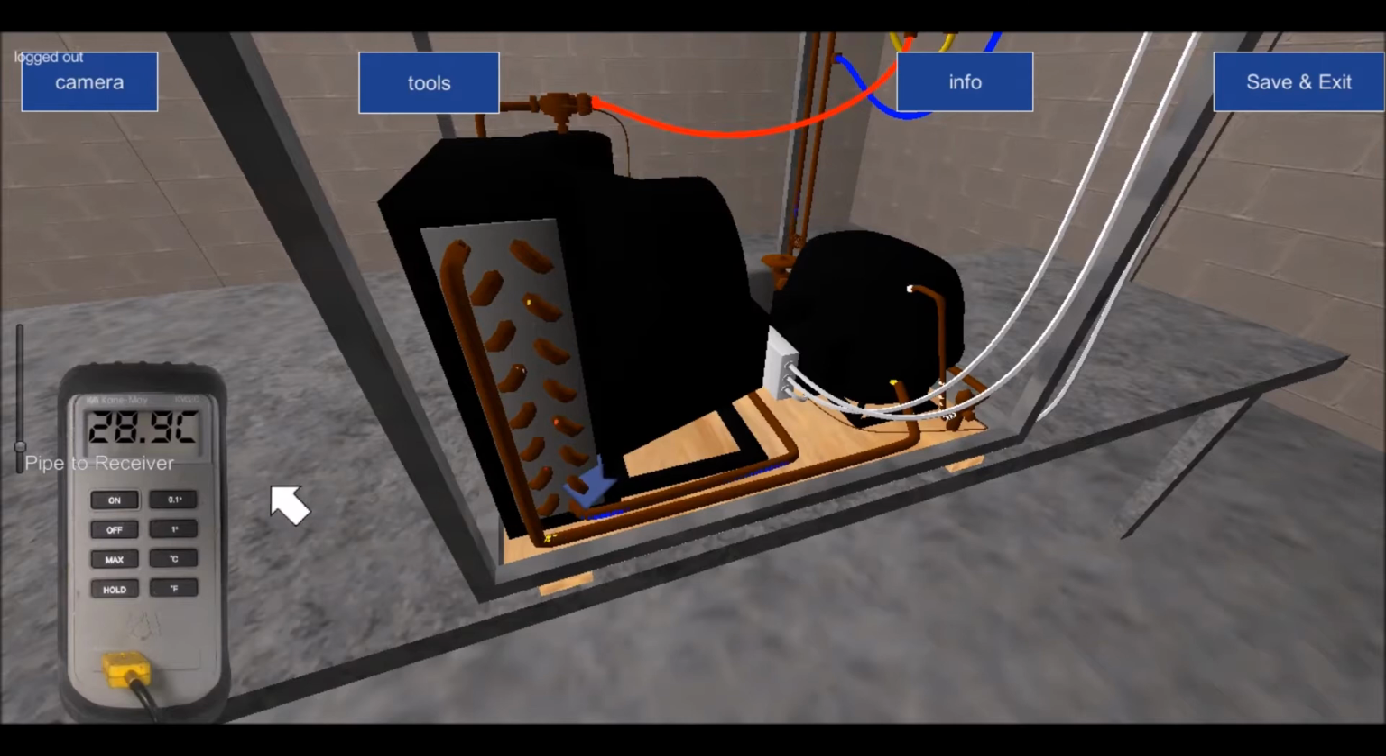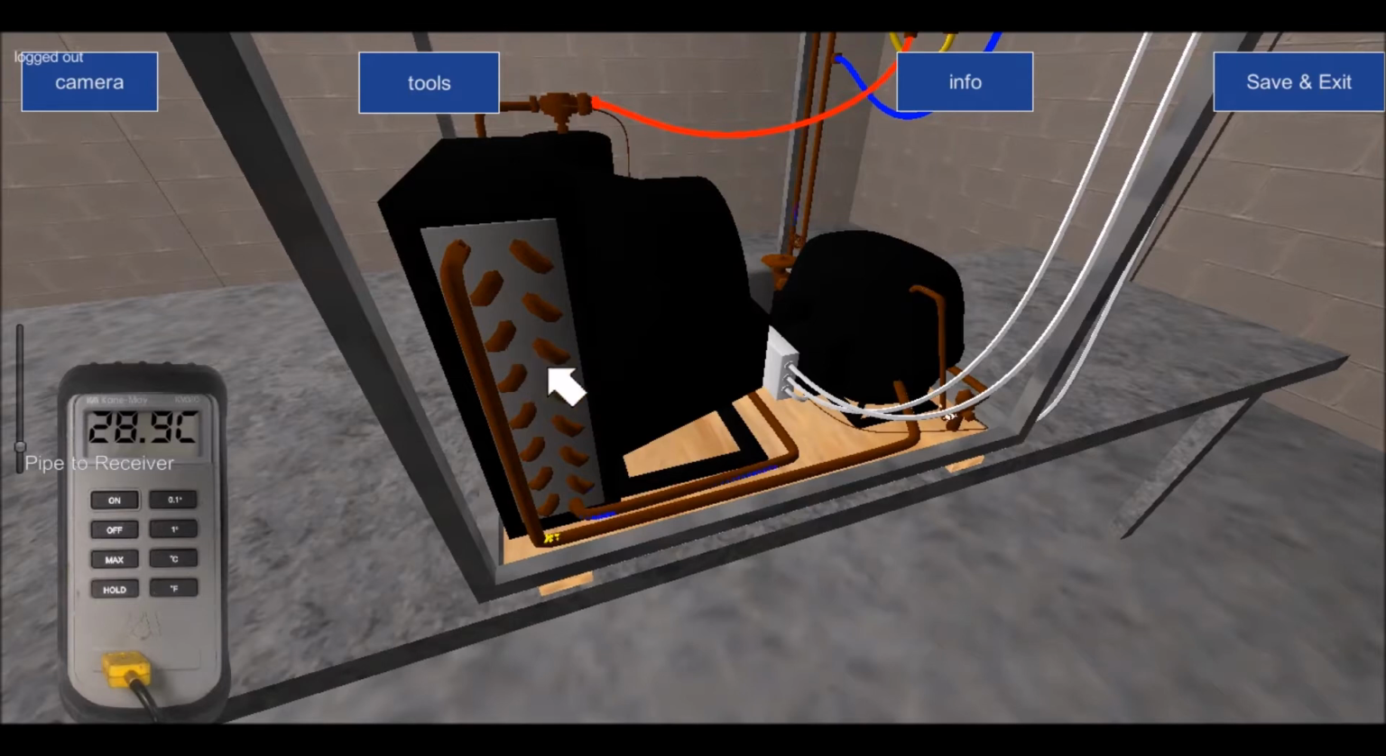So we can see down the bottom we're getting a temperature of 28.9 degrees. That's the temperature of the liquid refrigerant as it leaves the bottom of the condenser, and that's going to be slightly colder than the temperature in the middle of the condenser.